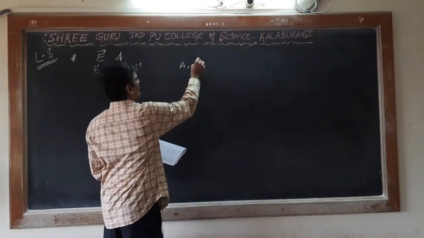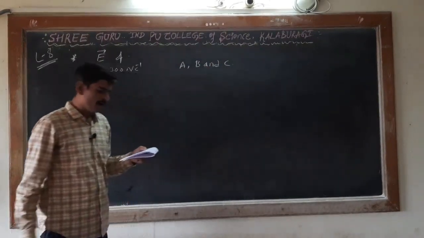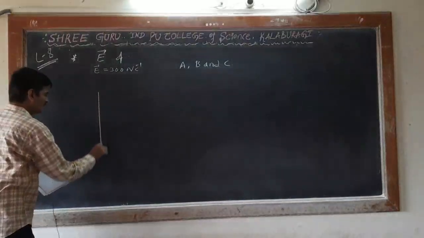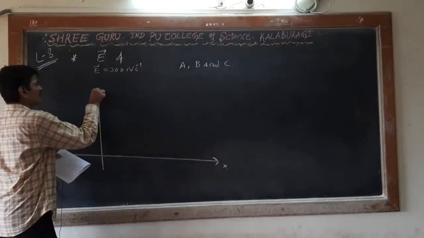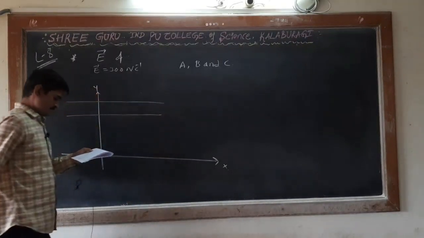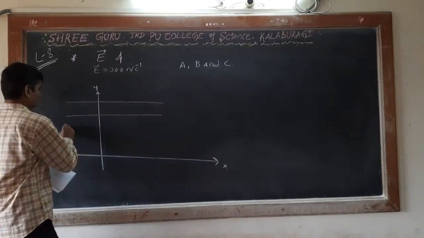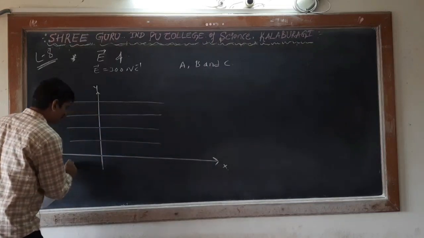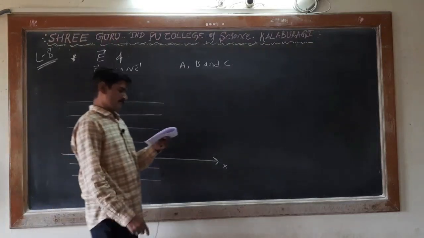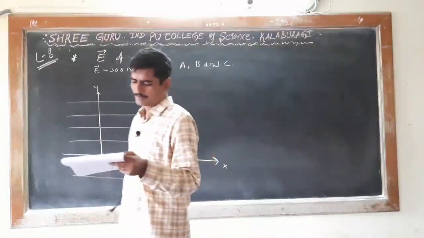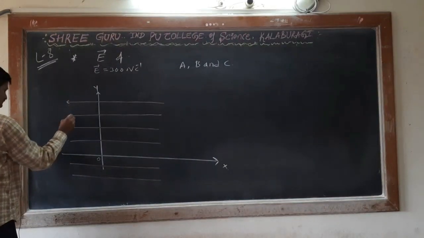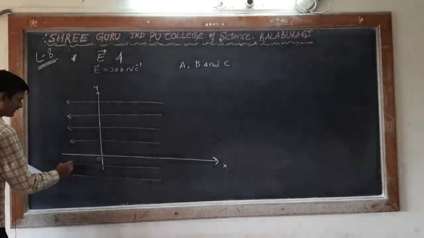A, B and C are 3 points in the field, having x and y coordinates in meter, as shown in figure.